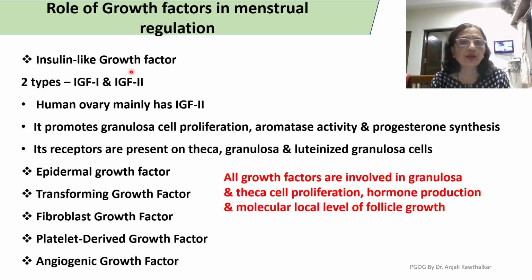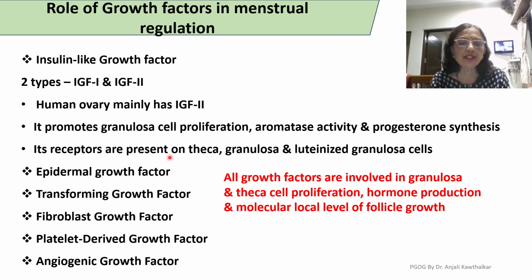Most important is insulin-like growth factor. For insulin-like growth factor, there are 2 types, IGF-1 and IGF-2. The human ovary mainly has IGF-2. As the name suggests, because it is a growth factor, it will promote granulosa cell proliferation. So what is the action of insulin-like growth factor 2? It promotes granulosa cell proliferation, aromatase activity, that is conversion from androgen to estrogen, and progesterone synthesis.